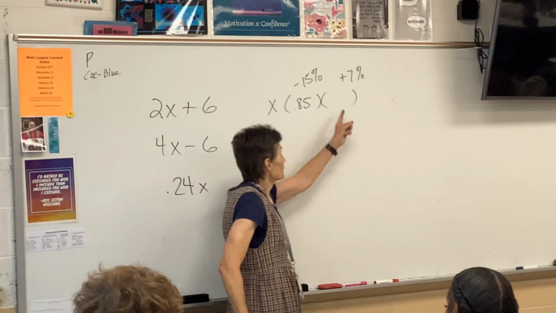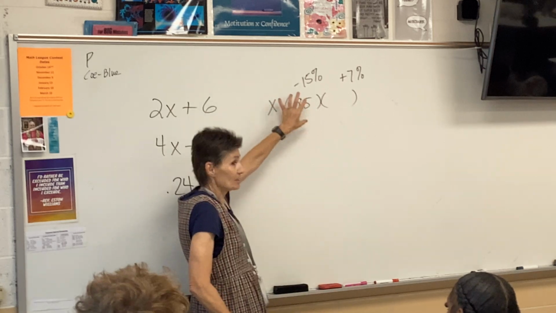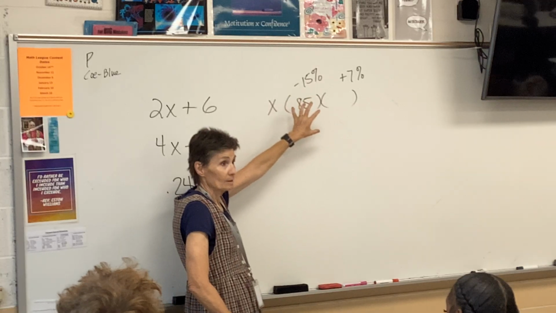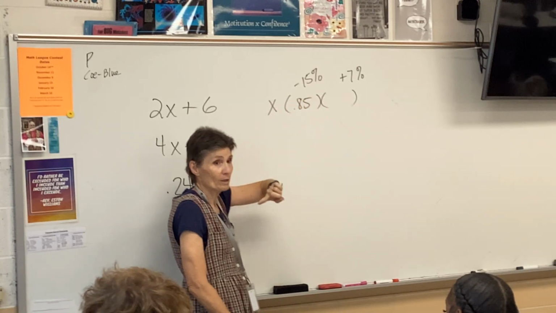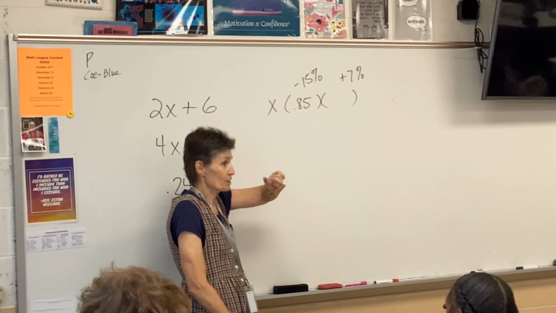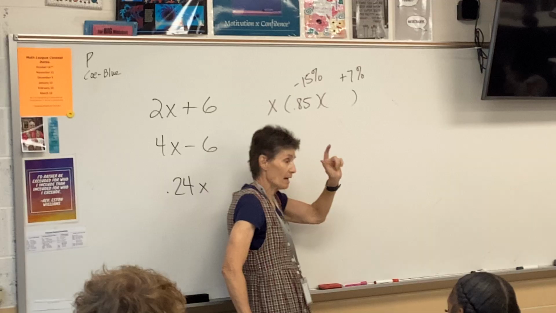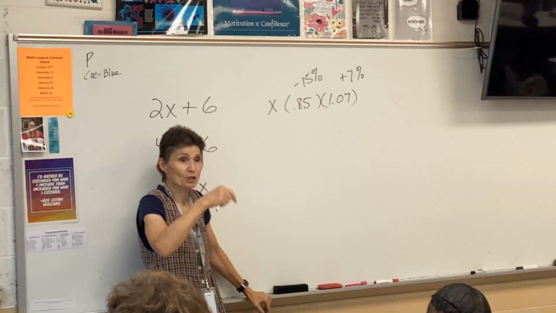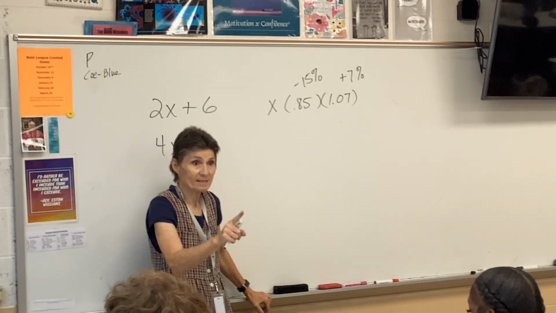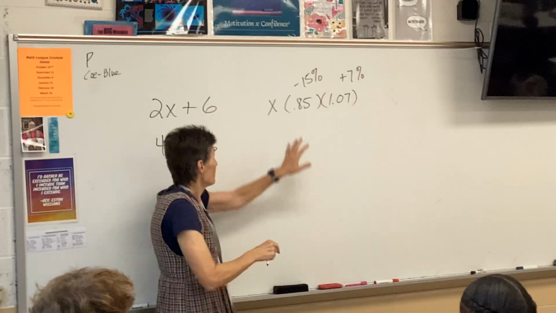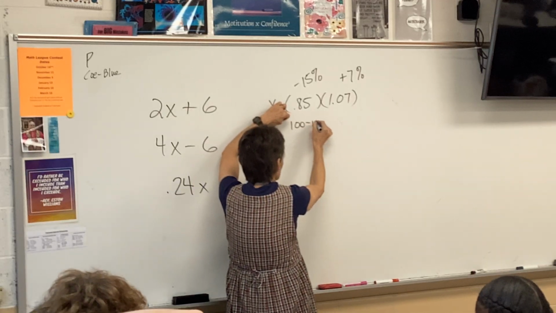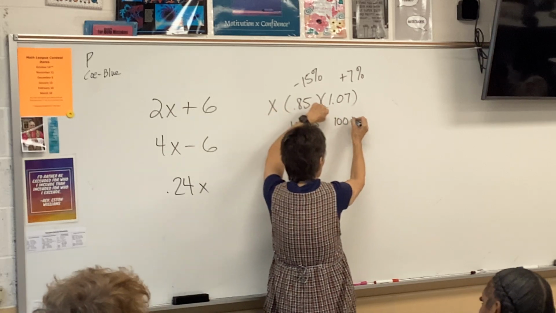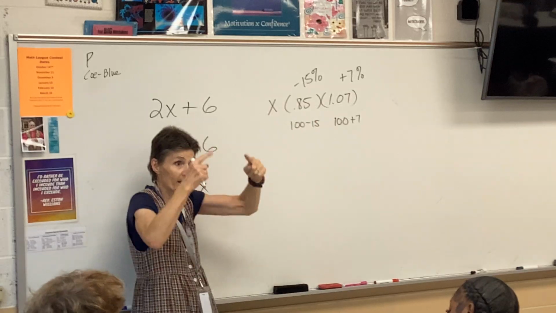Now, I gotta pay an extra 7% on whatever this is. Don't multiply by 0.07, because 0.07 will just tell you the amount of the tax. It won't tell you how much you're paying. Multiply by 1.07, because that is the original 100% plus 7 more percent. This number was 100 minus 15, because that's a minus. This number is 100 plus 7, because tax is a plus.